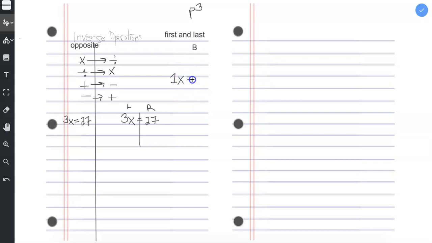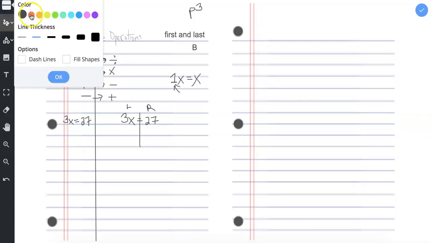And remember that 1x is just the same as x. But that's how you know that x is isolated, is when the coefficient is 1. So I'm going to look at this and I have to figure out the original operation. So that's my next question. What is the original operation?